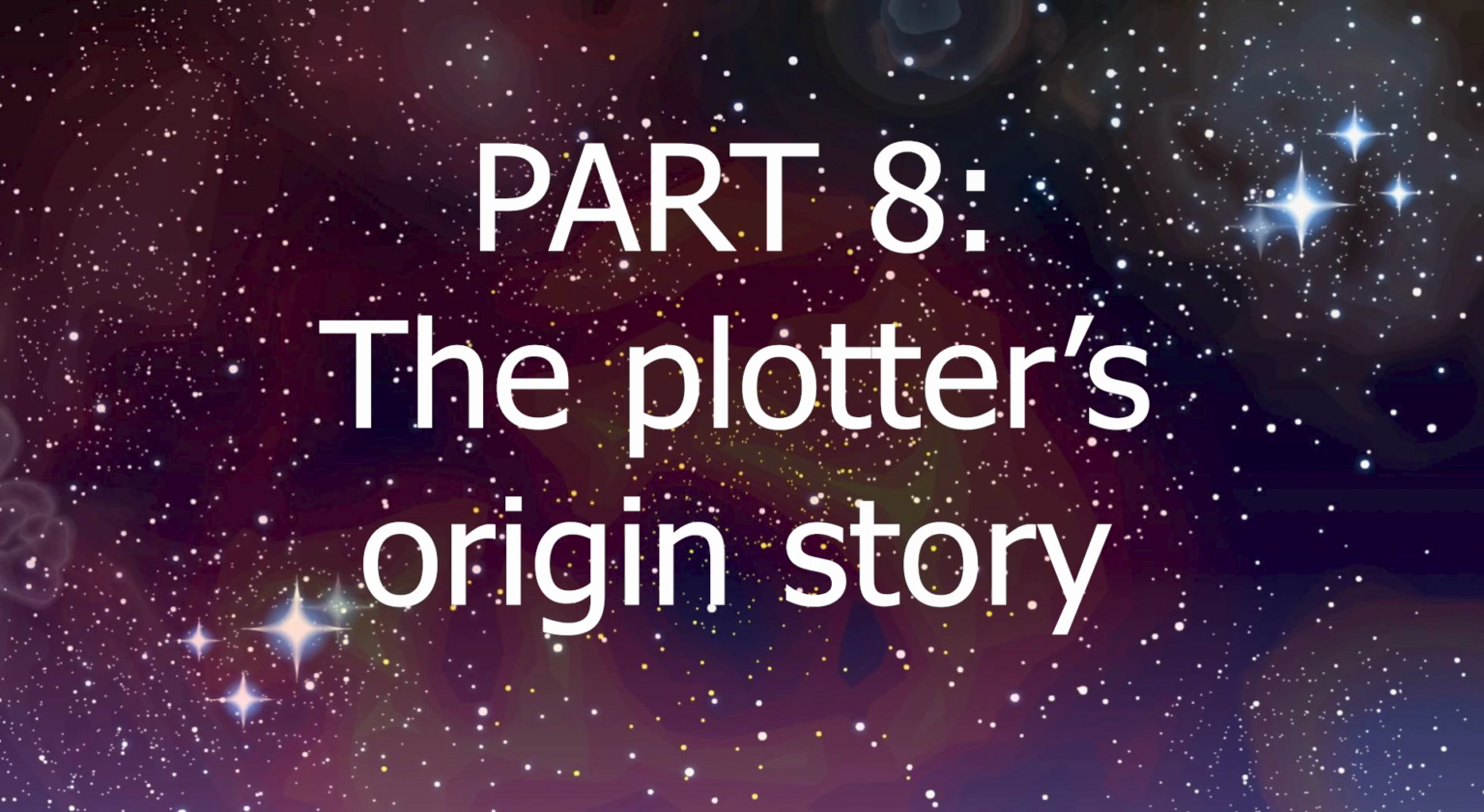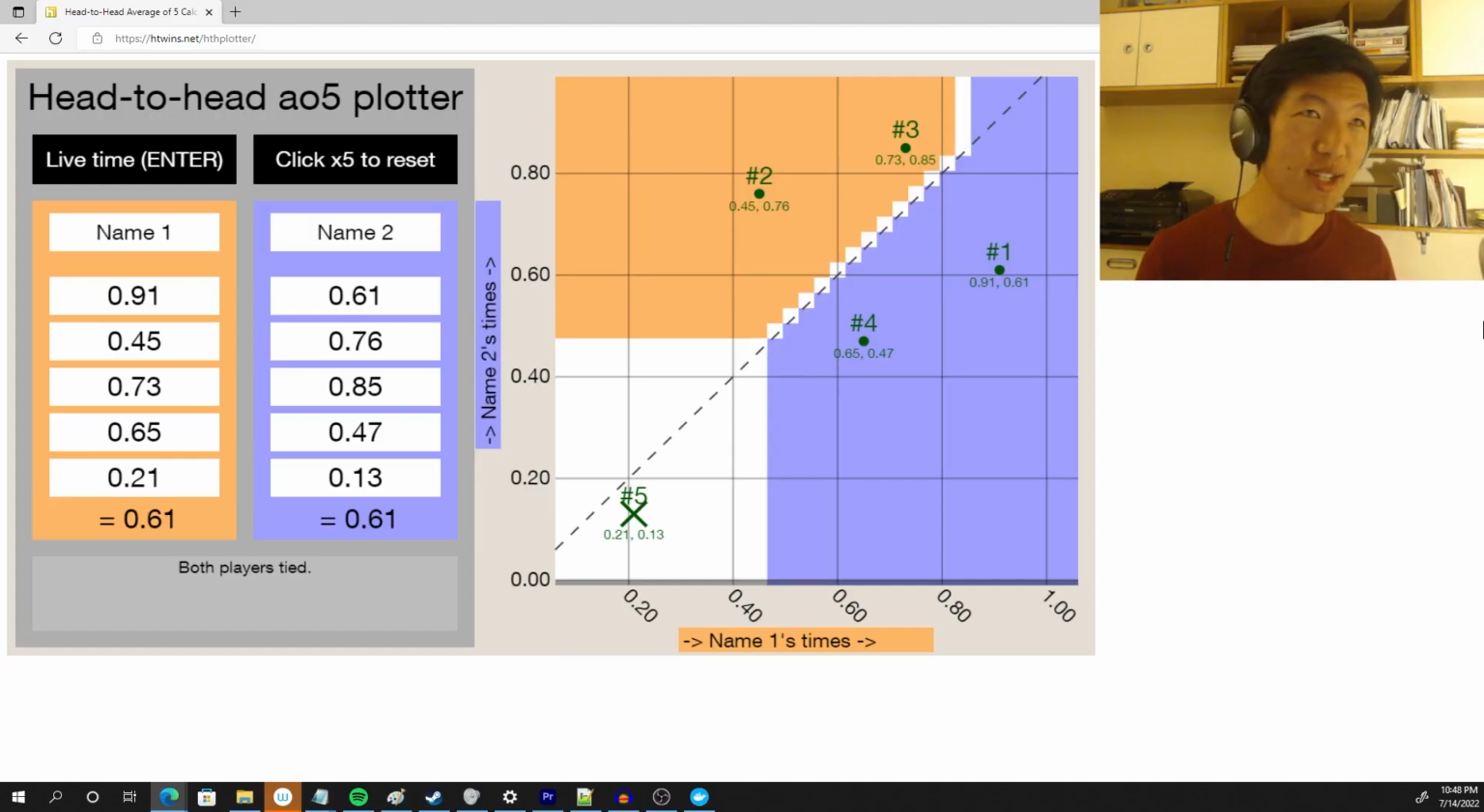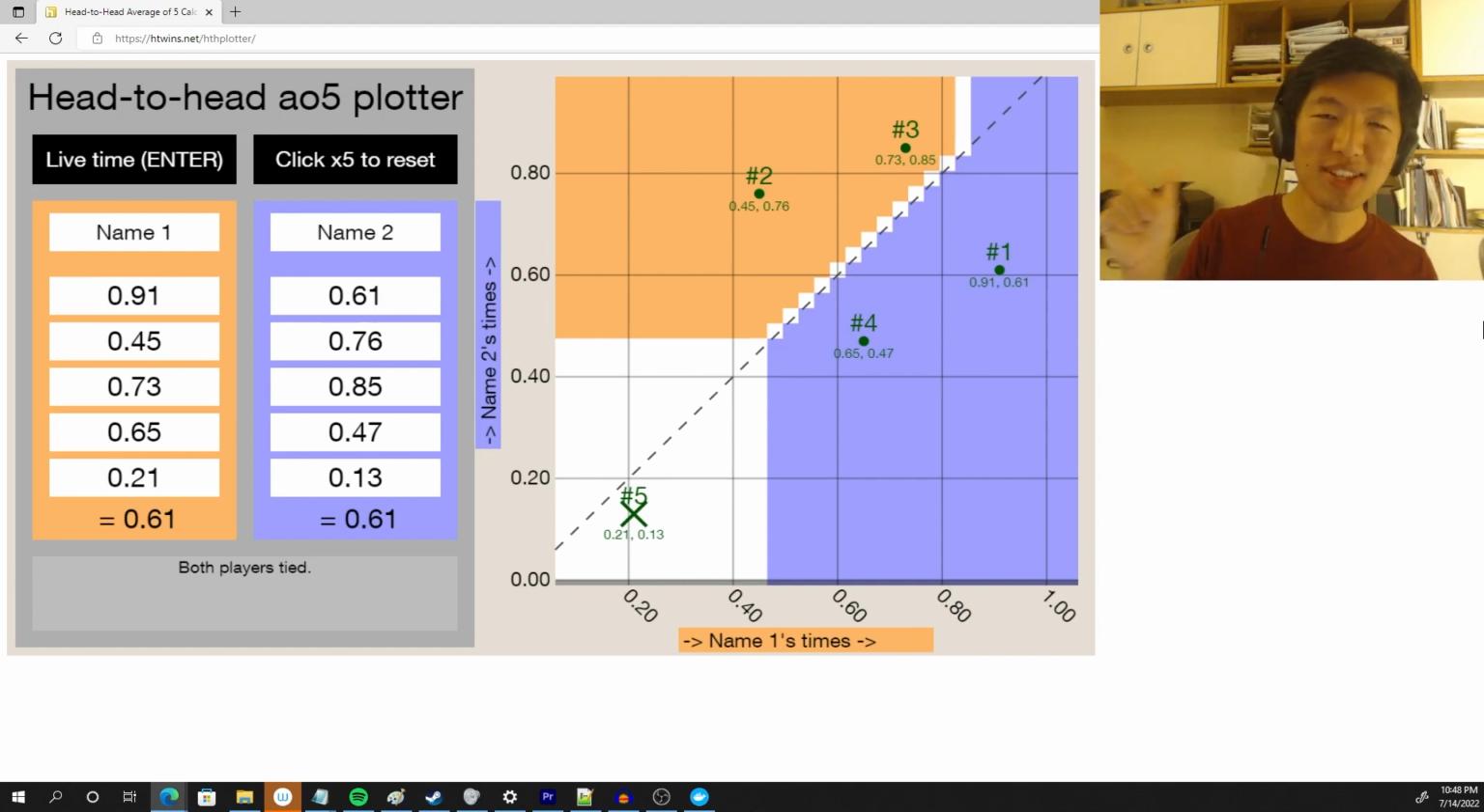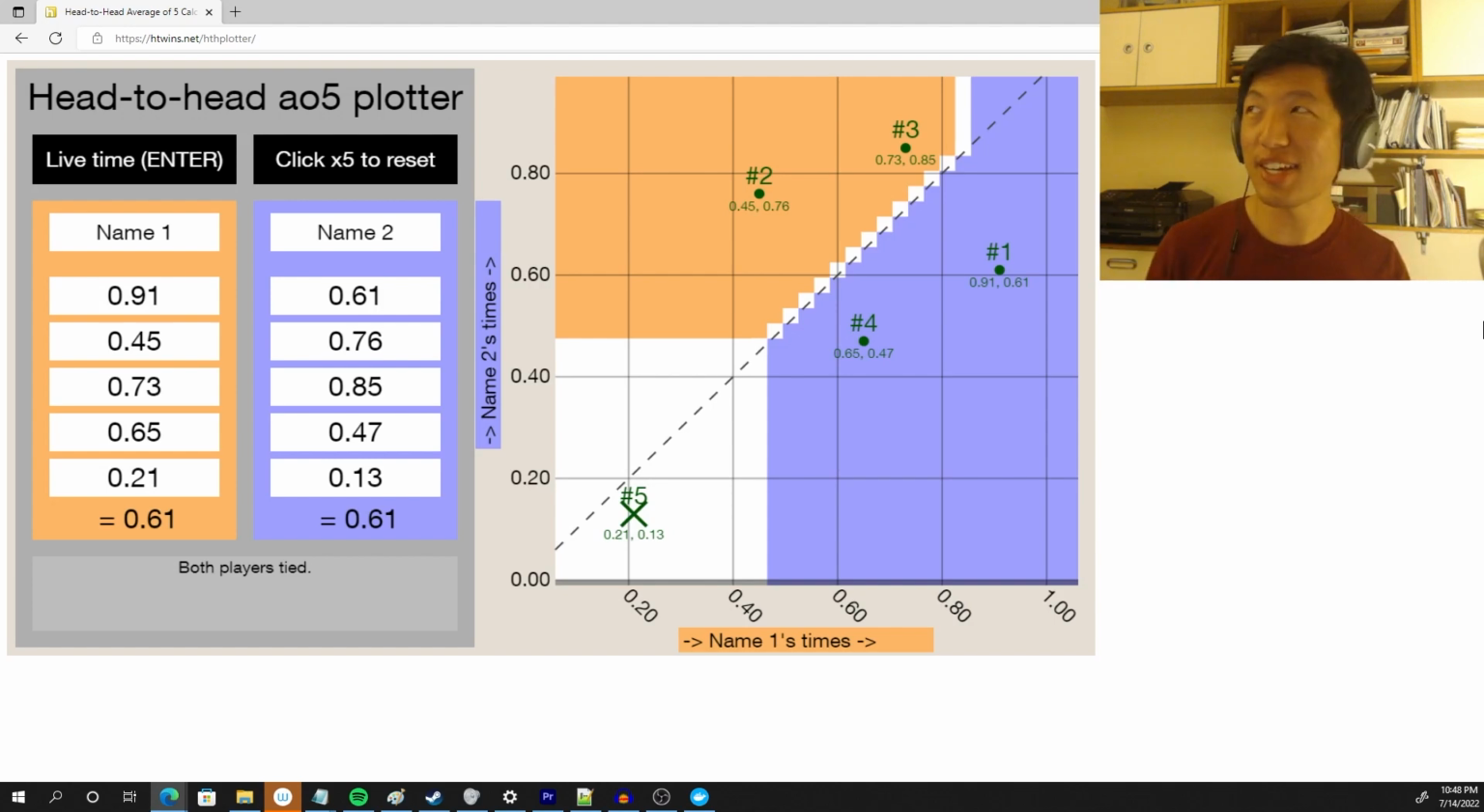Part 8. The plotter's origin story. Okay, so that was a lot of talk about the math behind these curves, but now it's time for real world talk. So creating some applet like this was a very nebulous idea in my head for the past year or so. It really intrigued me because I really had no idea what these curves would look like. So it was more of a curiosity of what could they possibly look like if I made the tool happen.